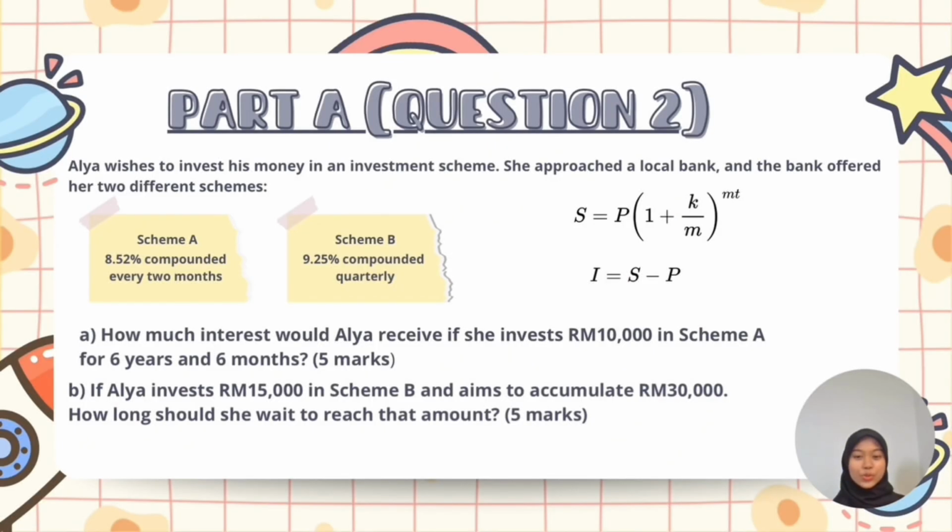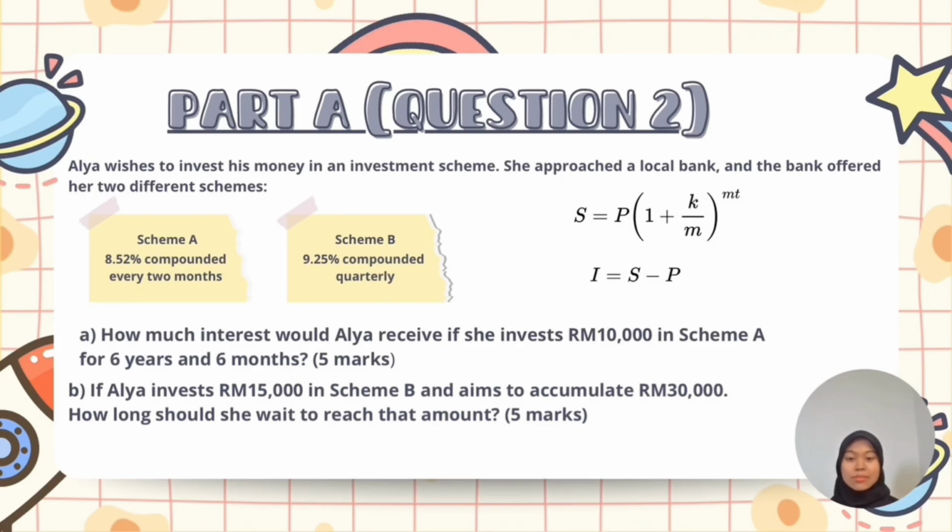Part A, question 2. Alia wished to invest her money in an investment scheme. She approached a local bank and the bank offered her 2 different schemes. Scheme A with 8.52% compounded every 2 months, and scheme B, 9.25% compounded quarterly. Let's see the question first.